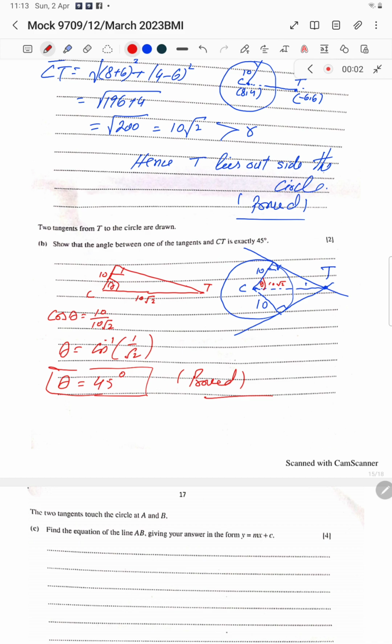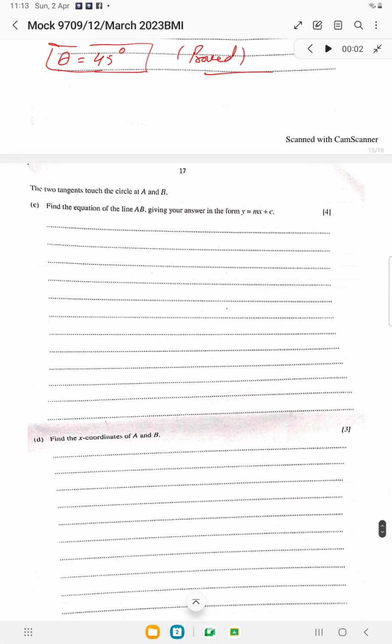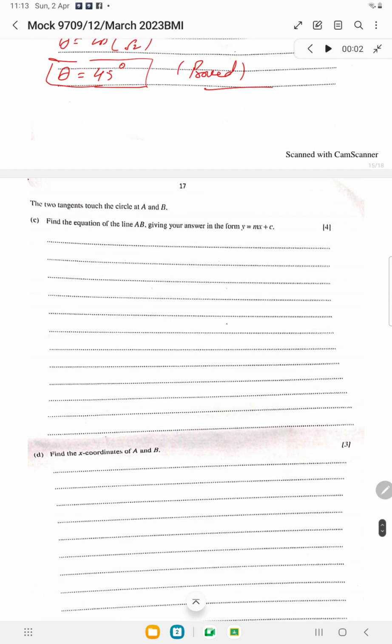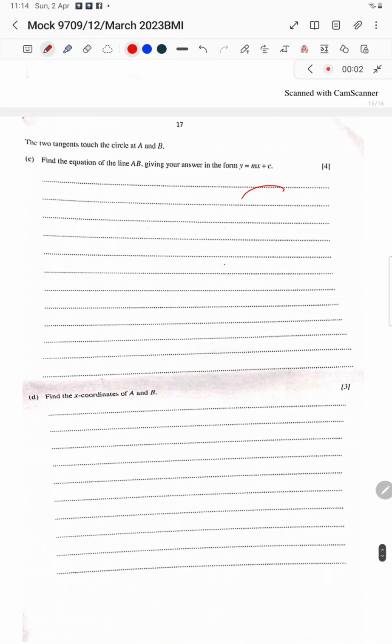I hope it is clear, right? Let's proceed to the next part. It's a 4 marks question. The two tangents touch the circle at A and B. Okay, the same thing. Let me draw it. One tangent was here, the other was here, A and B.